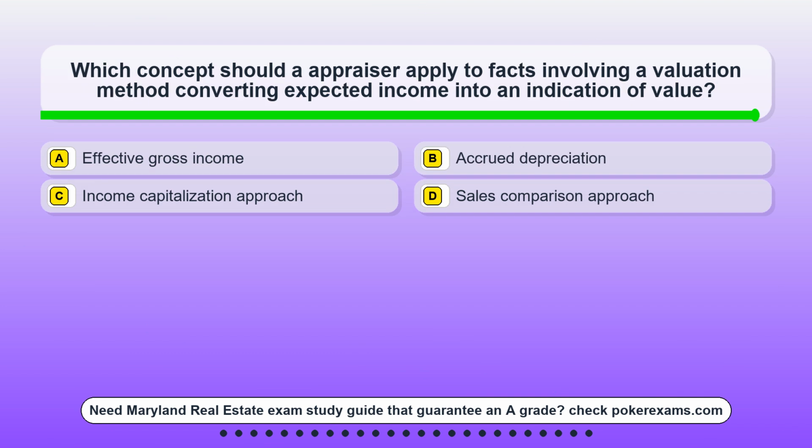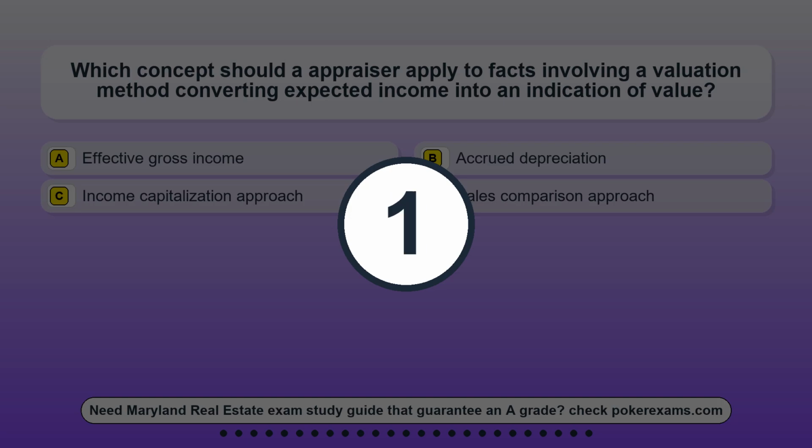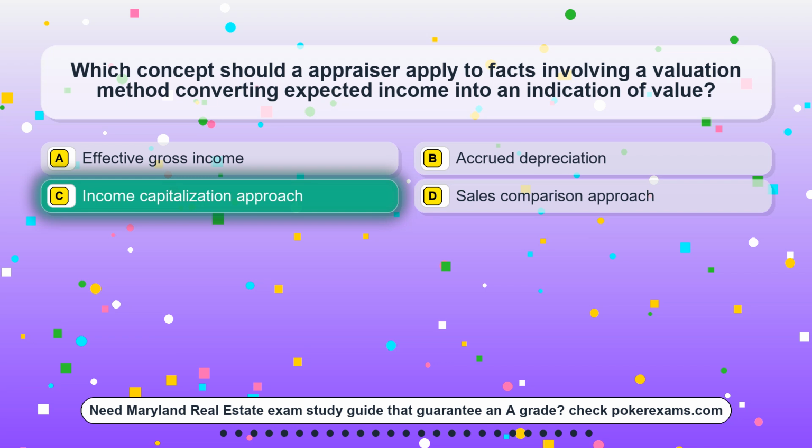Question 21. Which concept should an appraiser apply to facts involving a valuation method converting expected income into an indication of value? Option A, effective gross income. Option B, accrued depreciation. Option C, income capitalization approach. Option D, sales comparison approach. The correct answer is option C, income capitalization approach.